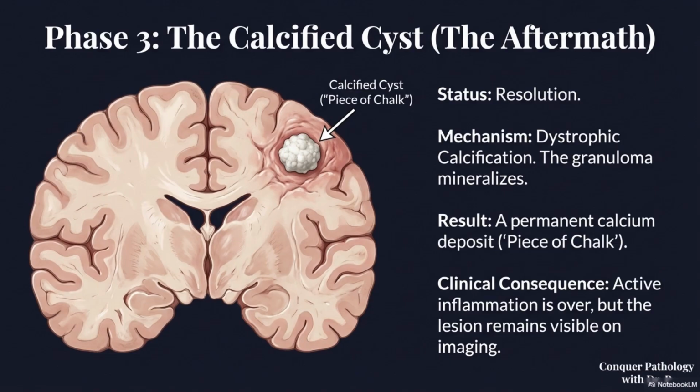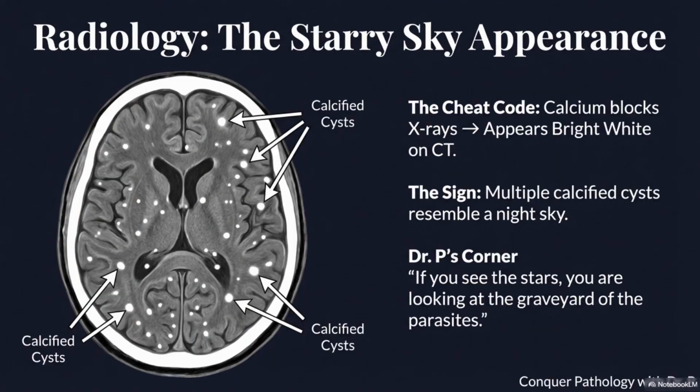How do we see this on a scan? The starry sky appearance. Calcium blocks X-rays, so it appears bright white on CT. When you have multiple calcified cysts, you look at the CT scan and it's literally Taare Zameen Par, except these stars cause seizures. So if you see the stars, you are looking at the graveyard of the parasites.